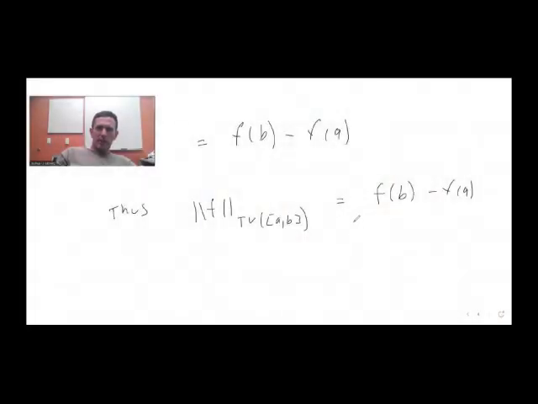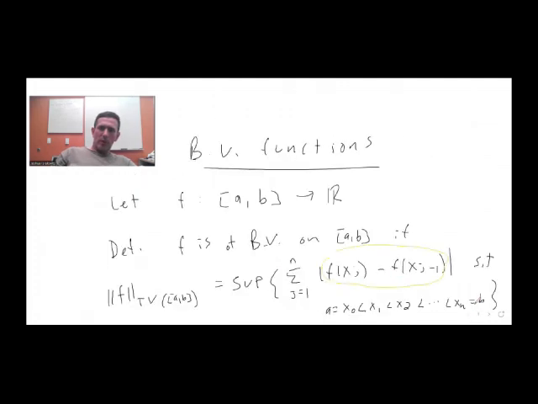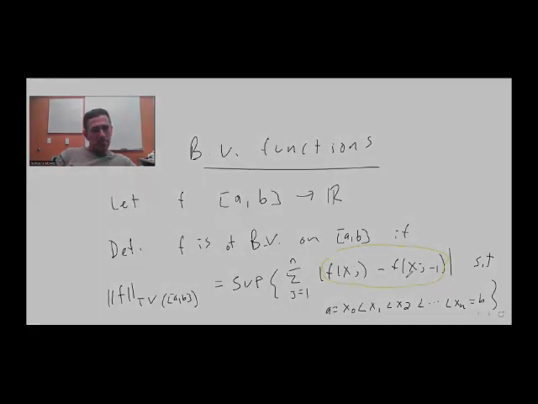Kind of trivially, this is going to be equal to f of a, f of b minus f of a. In fact, this whole set here, really what have we proved? This whole set here is equal to a singleton. It's f of b minus f of a. All these sums are f of b minus f of a if f is increasing. If it's decreasing, it's f of a minus f of b.